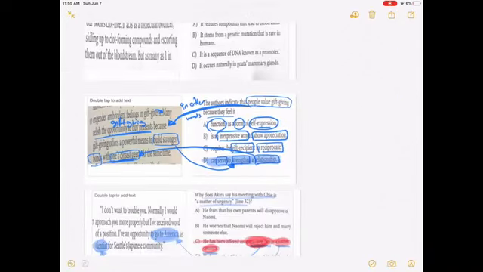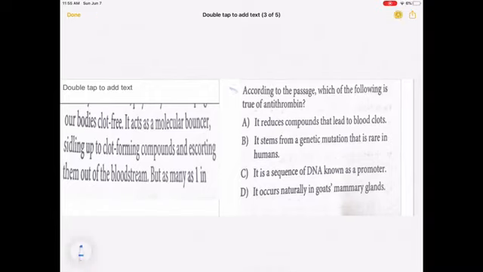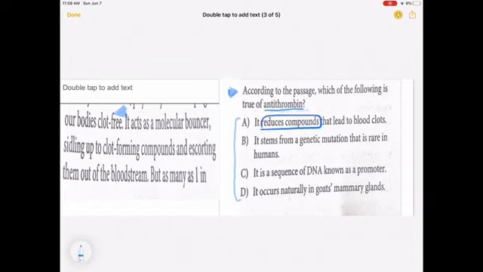Let's take another question. Now let's solve using the same method. First, identify if there is an important keyword in the question. Second, try to split or break up the answer choices. Third, read the quote and search for the answer. So, let's begin. According to the passage, which of the following is true of antithrombin? Now, it's important to note that it doesn't matter how you decide to break up the answer. In fact, if you don't have a problem with reading a long answer, then you don't have to break it up. But let's try breaking these answers up. Number one, that it reduces compounds. Which compounds? The compounds that lead to blood clots. So that it reduces or decreases the compounds that form blood clots.